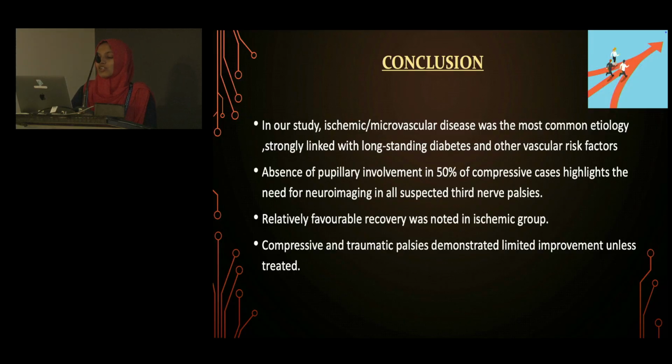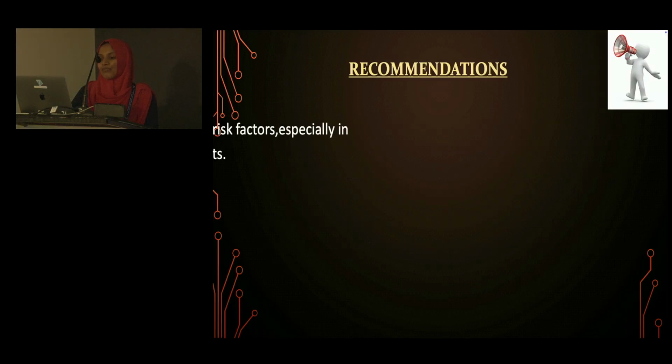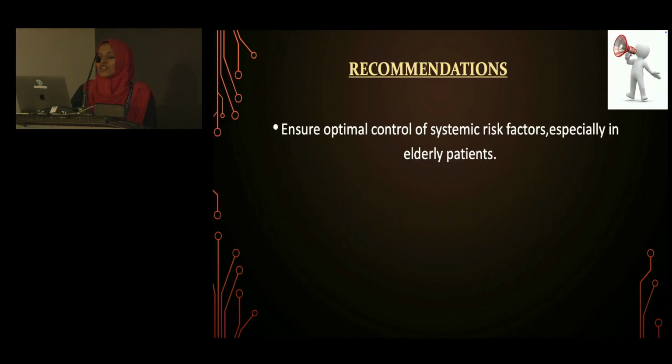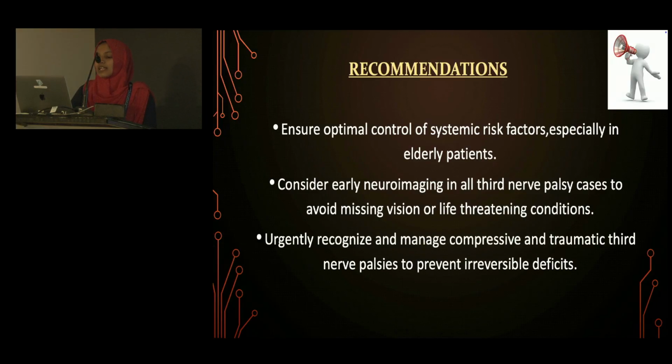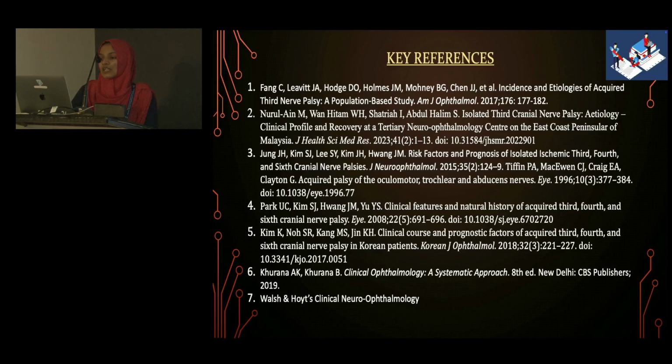The compressive and traumatic palsies demonstrated limited improvement unless treated. So we recommend ensuring optimal control of systemic risk factors, especially in elderly patients. Consider early neuroimaging in all third nerve palsy cases to avoid missing vision or life-threatening conditions. Urgently recognize and manage compressive and traumatic third nerve palsies to prevent irreversible deficits. These are our key references.